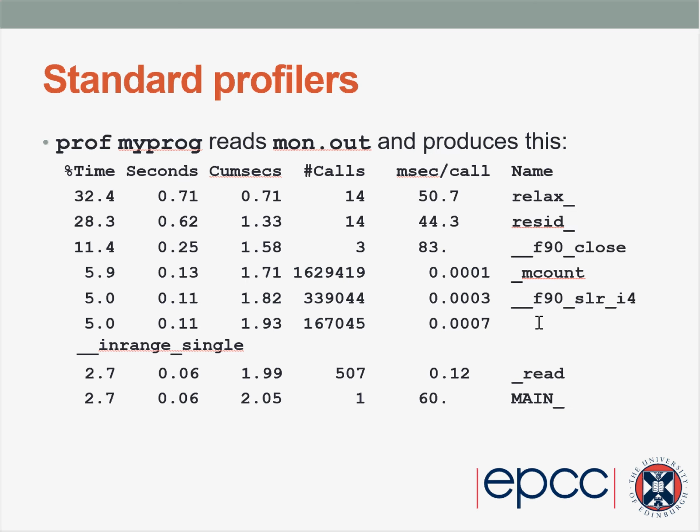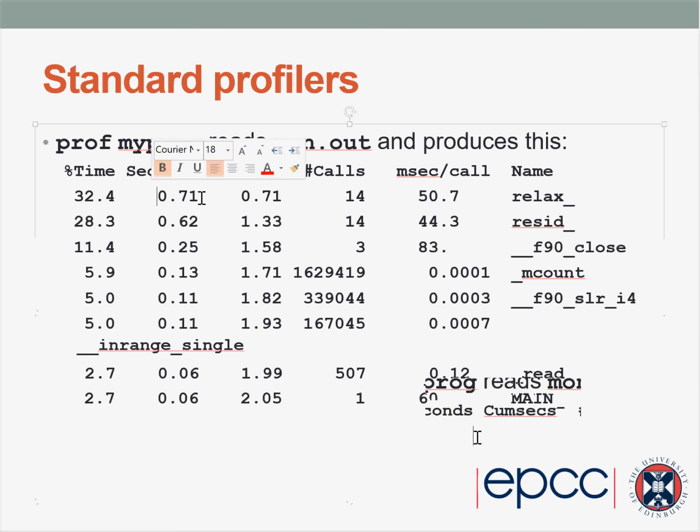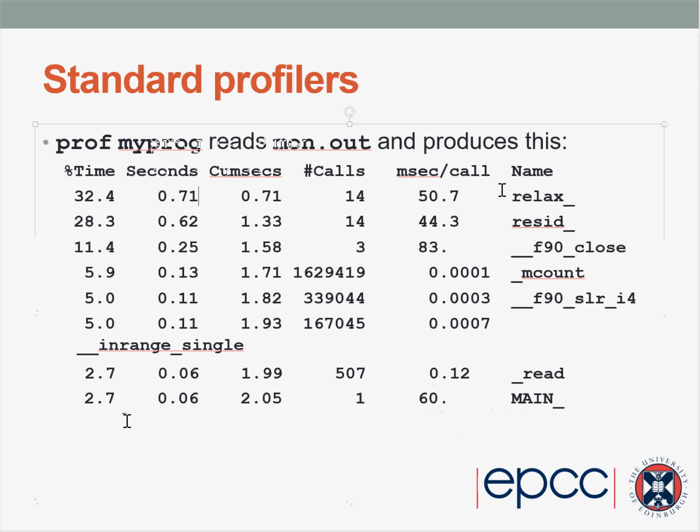And there's a couple of other things we can see here as well, because it's telling me how long each function ran for cumulative. So the relax function ran overall for 0.71 of a second. It was called 14 times. So if you divide 0.71 by 14, you get 50 microseconds per call.